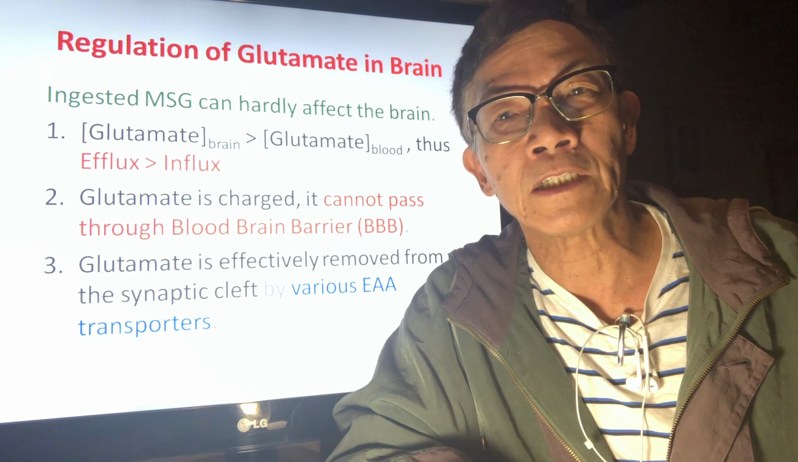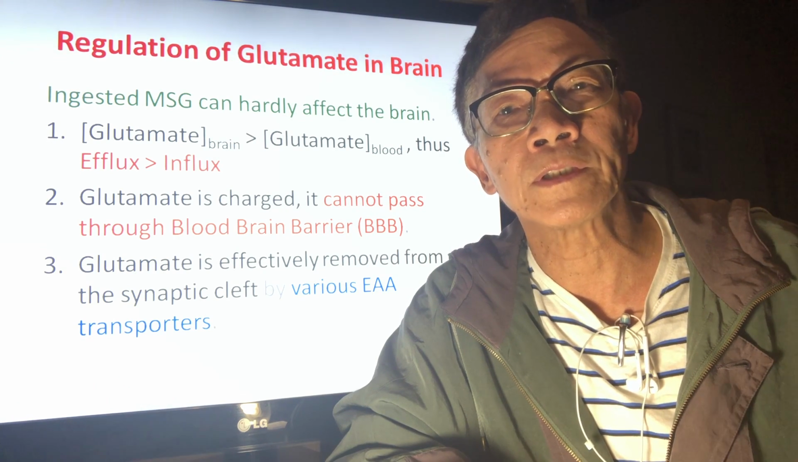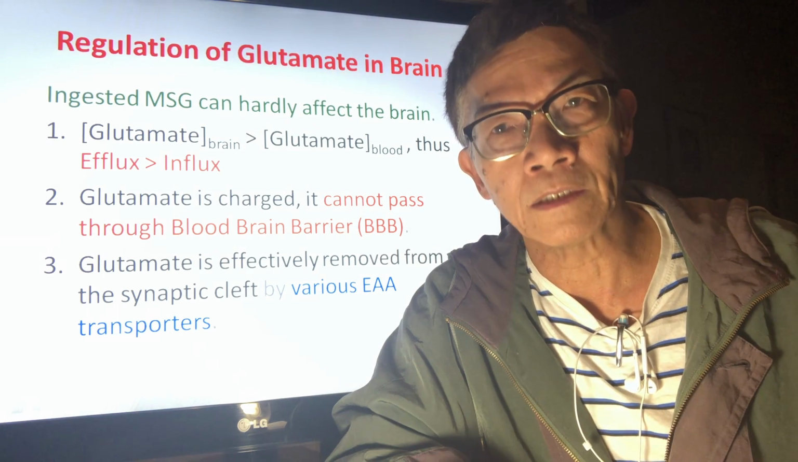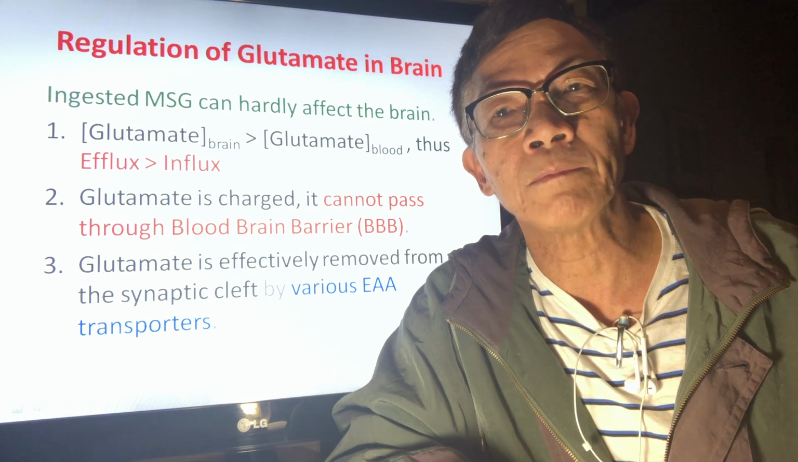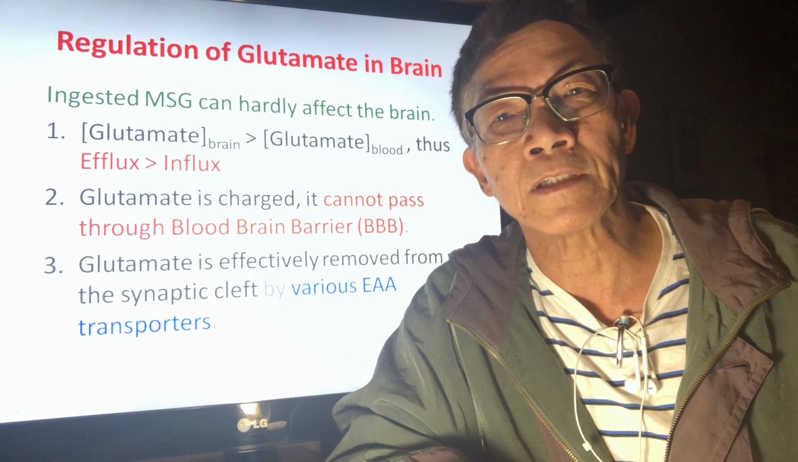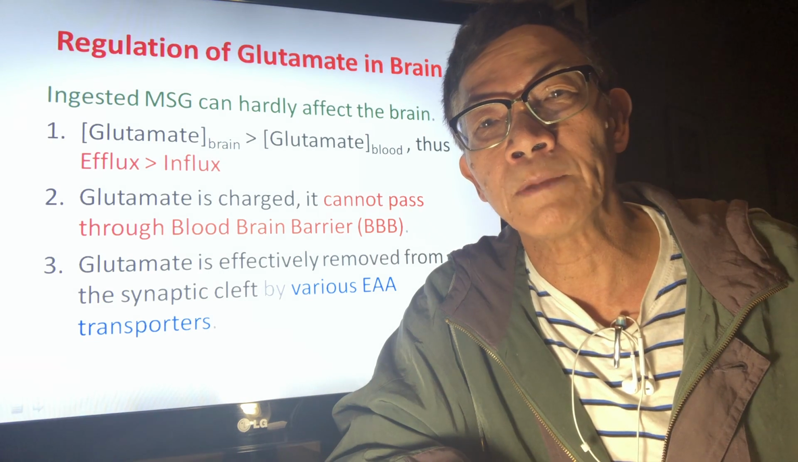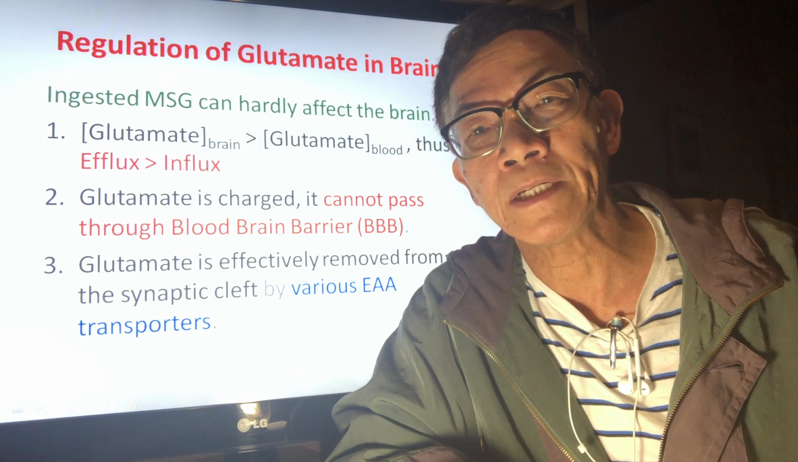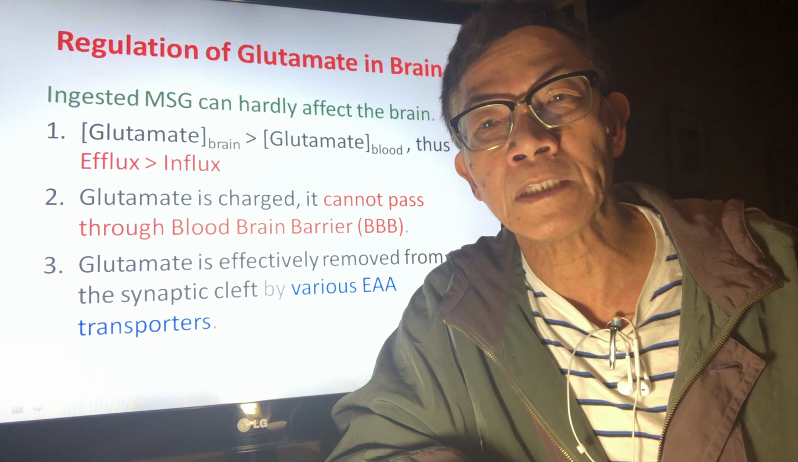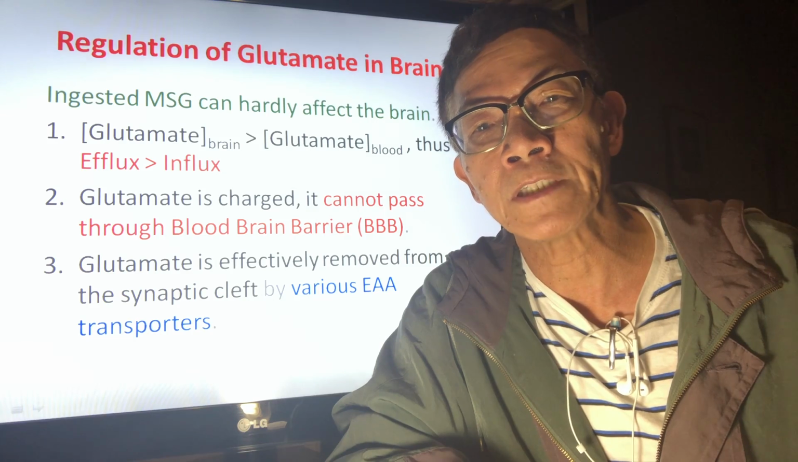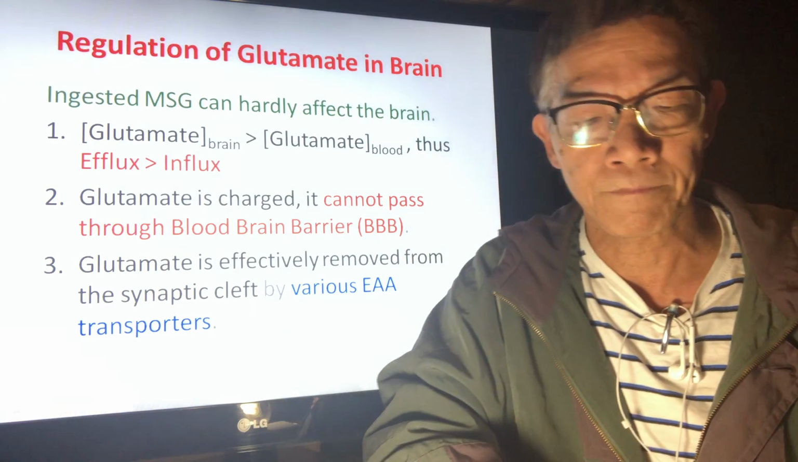Ingested MSG can hardly affect the brain simply because glutamate in the brain is higher in concentration than glutamate in blood. Thus, efflux is greater than influx. The second is glutamate is charged. It cannot pass the blood-brain barrier. Third is glutamate is effectively removed from the synaptic clefts by various EAA transporters.